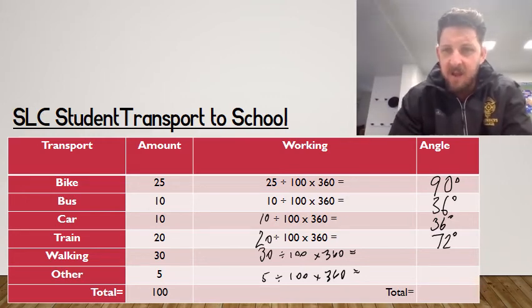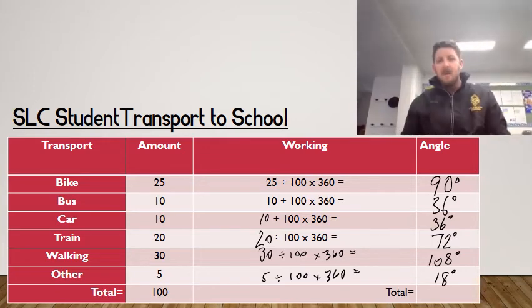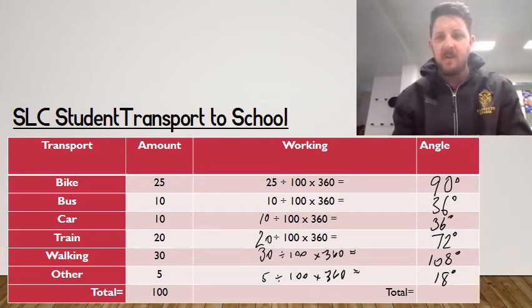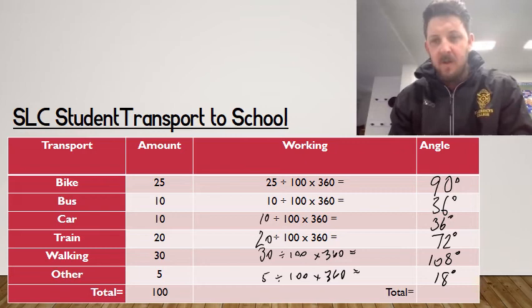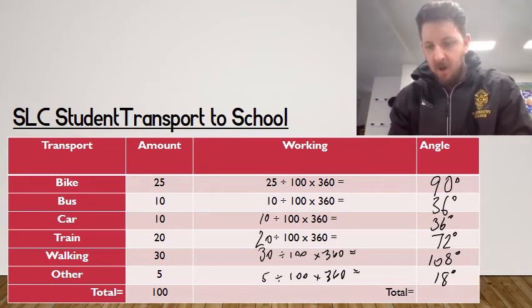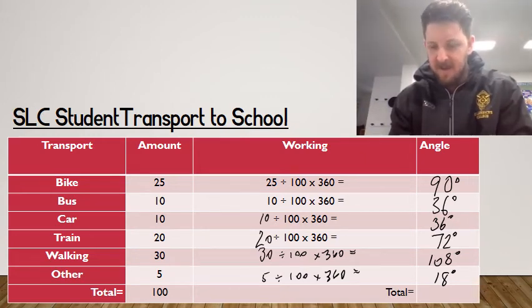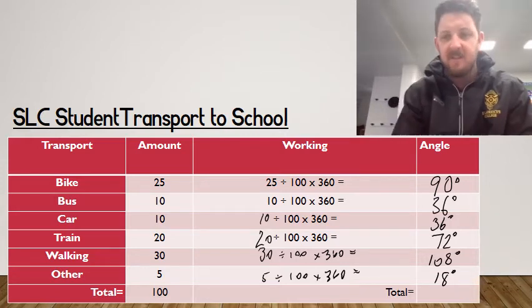Okay, if I work those out and I do them on my calculator, I'm looking at 108 degrees down the bottom, and I'm looking at 18 degrees. Now, if I was to get my calculator and add all of those up, I could straight away go, right, 90 plus 36 plus 36 plus 72 plus 108 plus 18 equals 360 degrees.